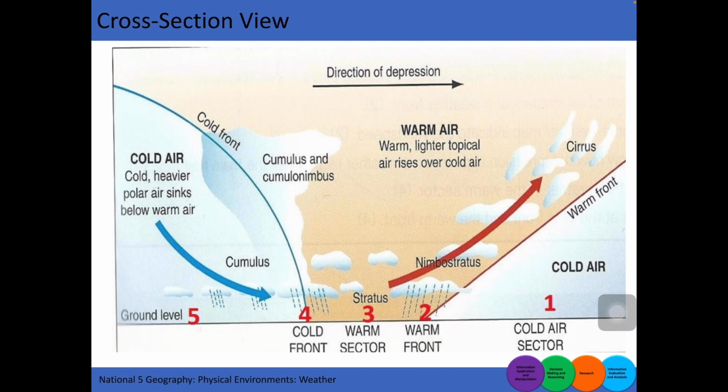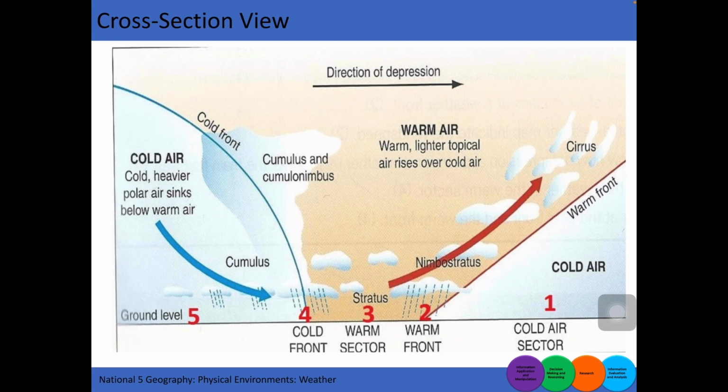Where we have stage 4, we have our cold front. Cold air is very dense, which is why it comes in much more aggressively, a bit like a bulldozer. It's really pushing in hard and trying to lift that warm air sector away. And because there's much more surface area for the warm air and cold air to be in contact, they create large cumulonimbus clouds. And those are going to give you very heavy rainfall.